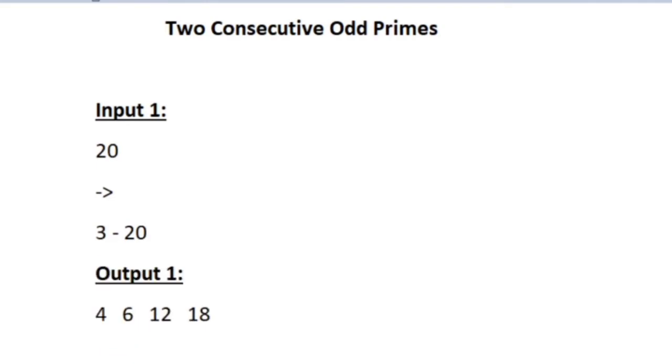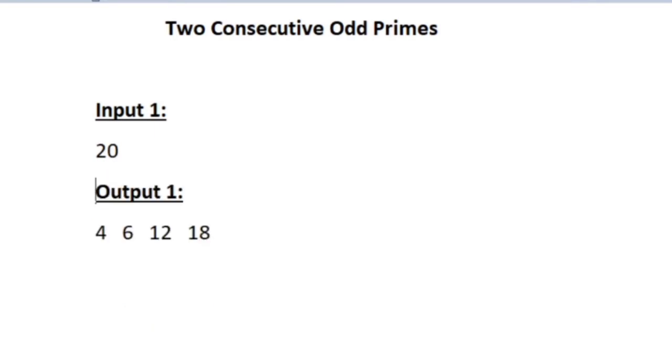So like this we should check for all the integers in the range 3 to 20 and whenever the conditions are satisfied we should print those integers in our output. Now let us see how to write a C program for this.